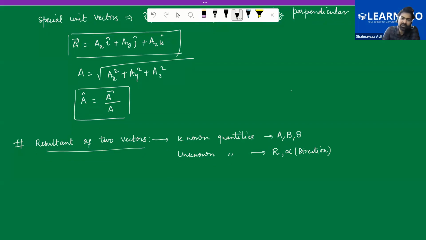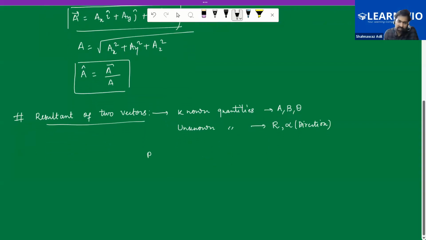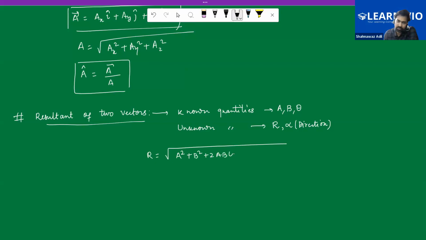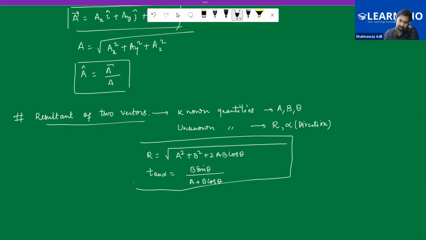And what was the formula for that? So for the resultant of two vectors, we can use the parallelogram law or we can use the triangle law. Both laws we can use. And the magnitude that we found out was... right. And what was the direction? Direction was simply... this was... so this was the resultant of two vectors, right?